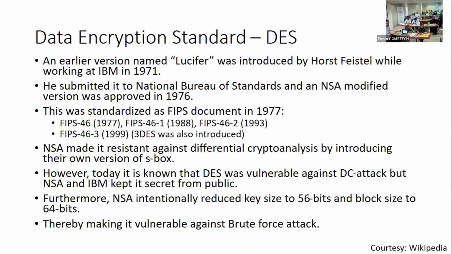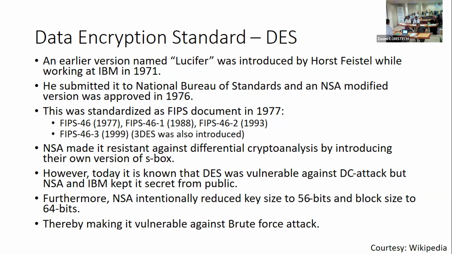I'm going to focus on block ciphers. The first block cipher which came into standardization was DES, the Data Encryption Standard. Initially its name was Lucifer. It was created by an engineer, Horst Feistel, at IBM in 1971. He applied for it to be standardized in 1976 to the then National Bureau of Standards, which is now part of NIST, the National Institute of Standards and Technology, in the USA. The NSA modified it in 1976, and they standardized it into a document which we now call FIPS 46. This was in 1977. There were several revisions of that. The most recent revision was FIPS 46-3, in which DES was replaced by 3DES.